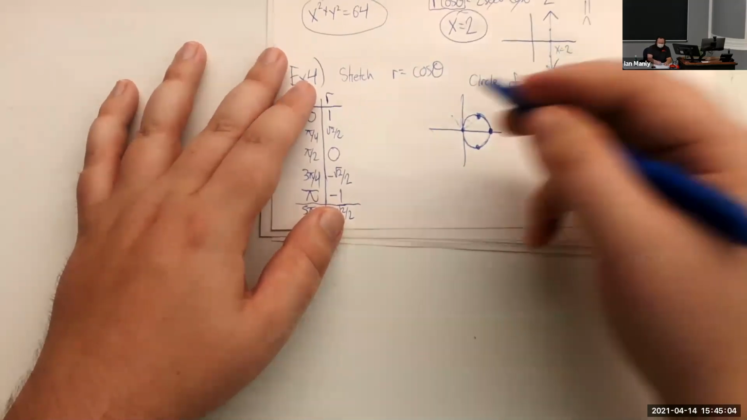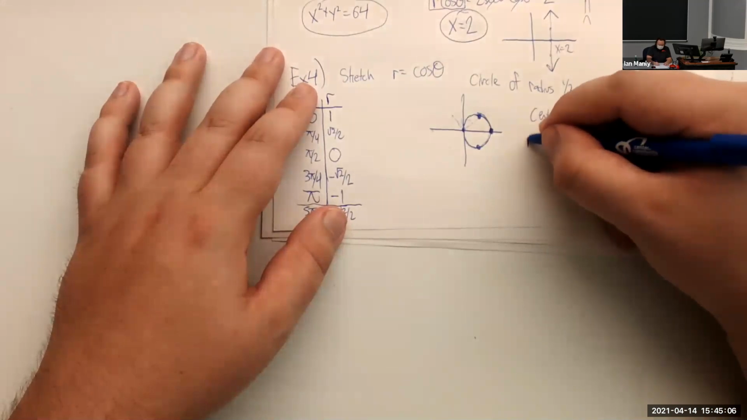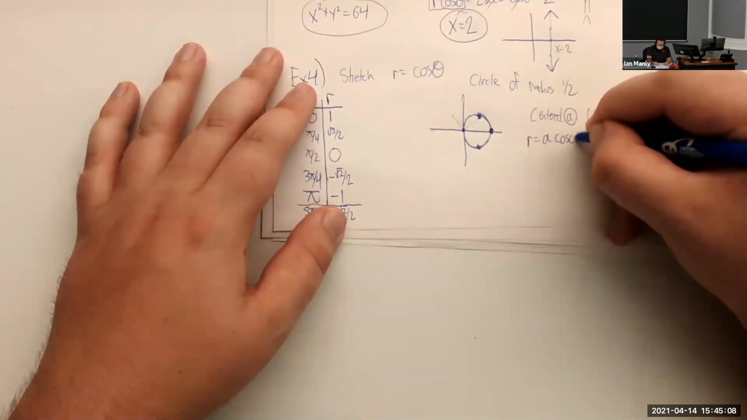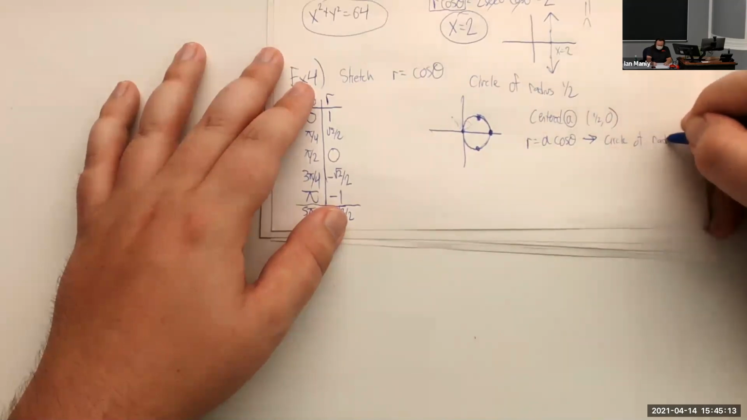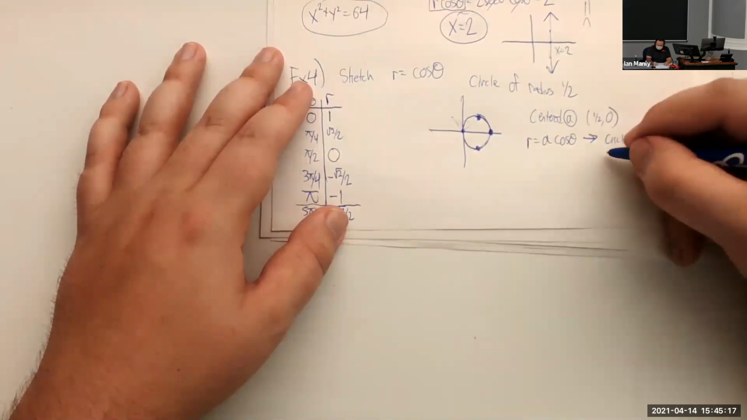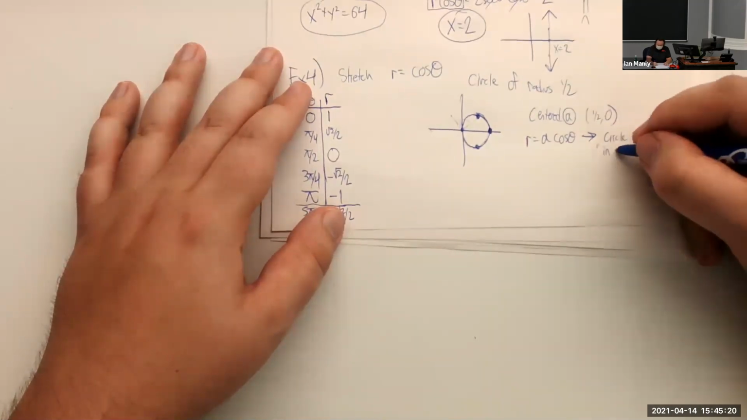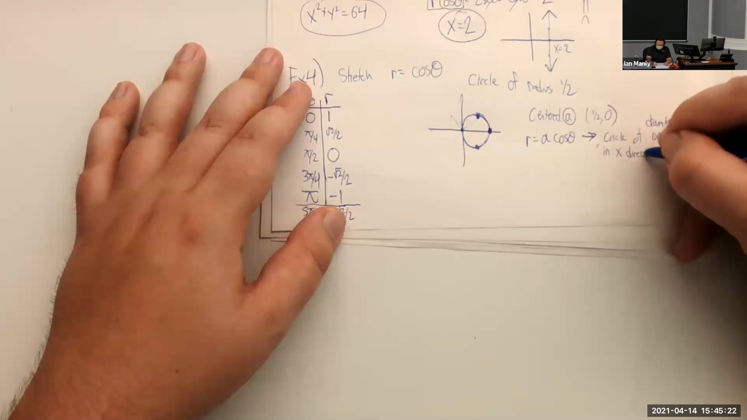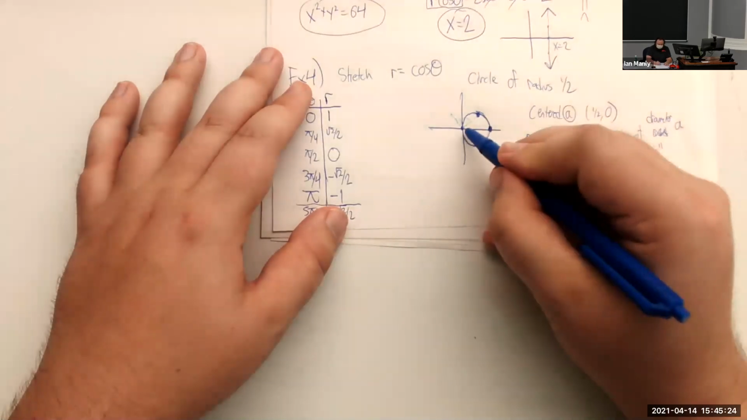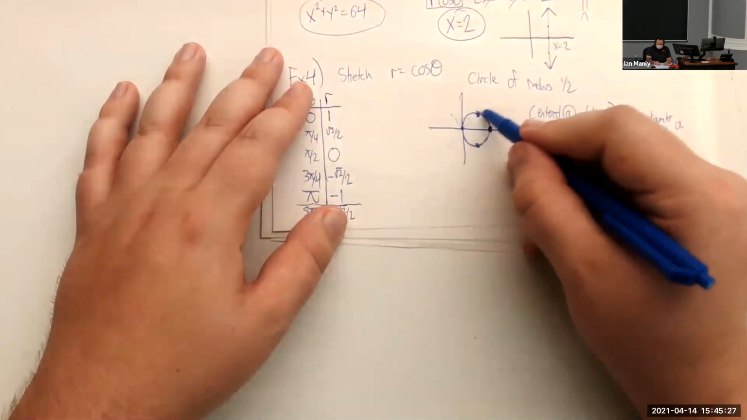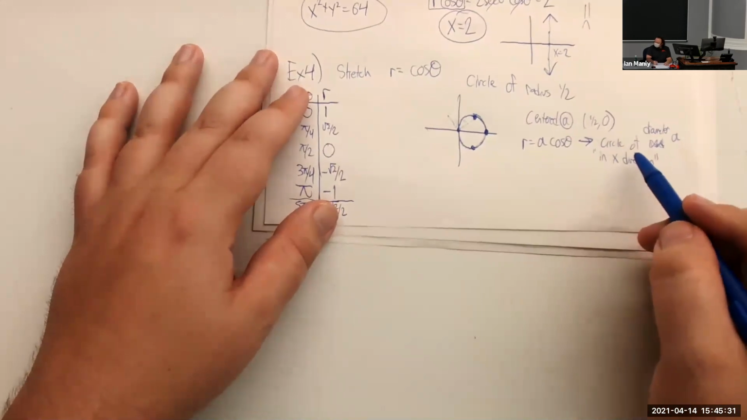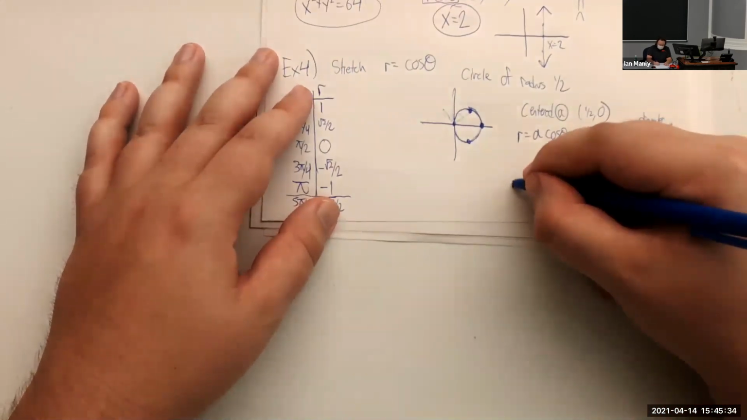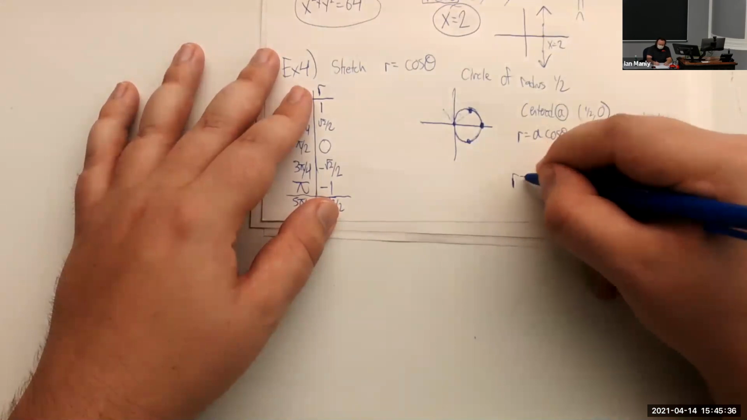So in general, if I have r equals some constant a times cosine of theta, this will be a circle of diameter, excuse me, a, and I'll put this in quotes, in the x direction. So the left side of the circle will just touch the origin and then extends outwards in the x direction. Now, based on this fact, how would you describe this polar curve?